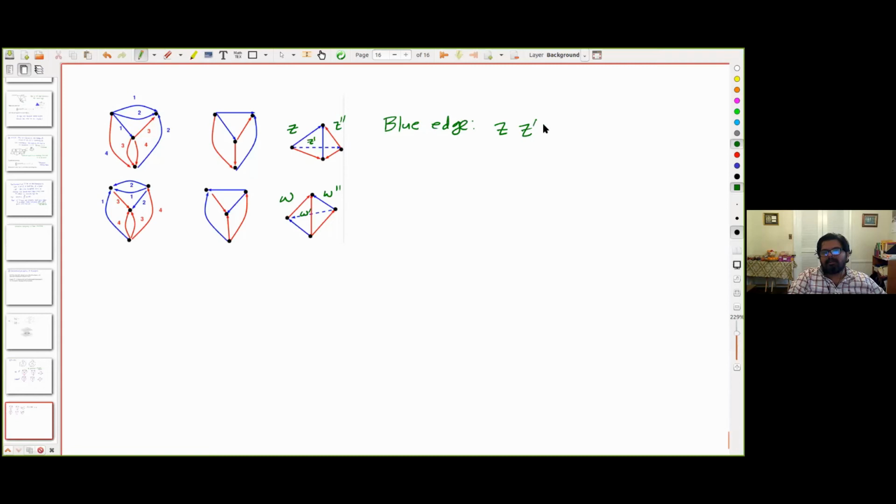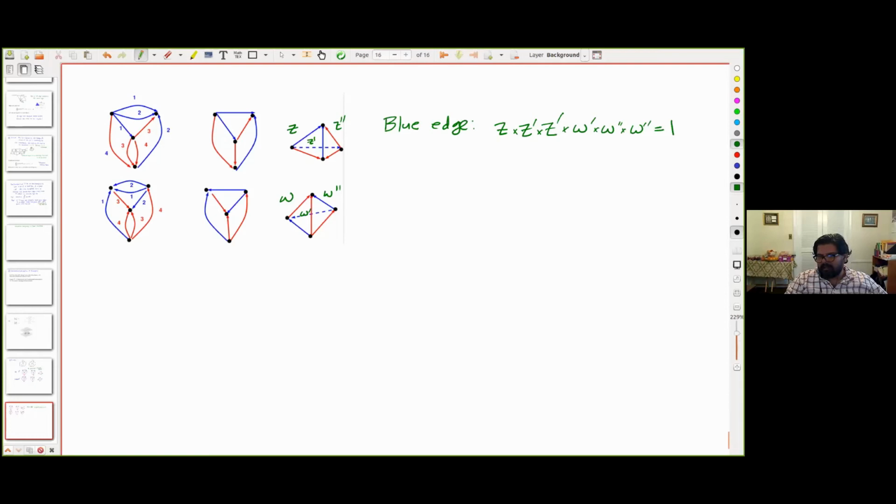And what is here, there are the blue edges, W double prime, W double prime, and W prime. So you have multiplied by W prime, W double prime, W double prime equal to one. That's your edge equation for the blue edge. And now you can similarly write down the edge equation for the red edge also.